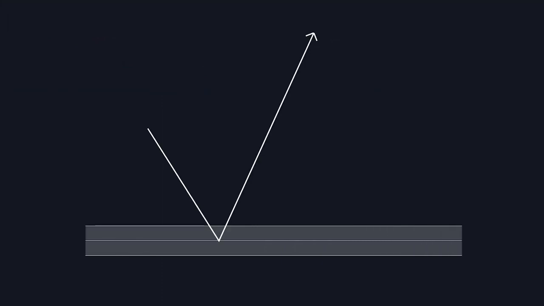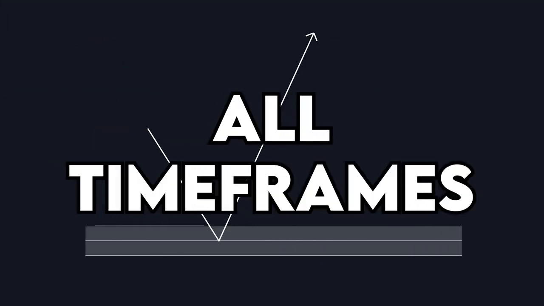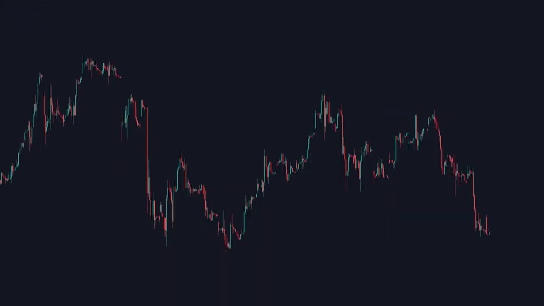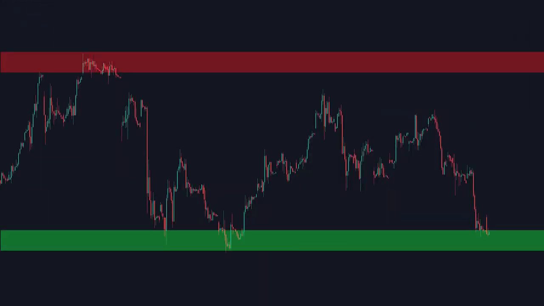Now keep in mind that risk entries will work on all time frames. Hell, you can even use them on the 1 minute if you really wanted to. Just know the higher the time frame you use risk entries on, the more accurate they will be. So that's the risk entry.